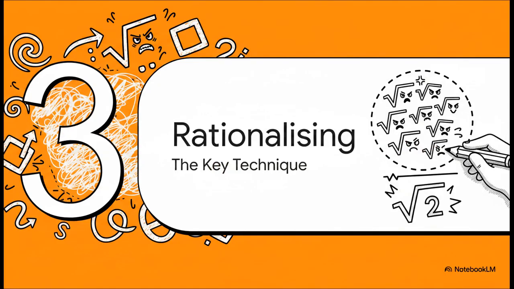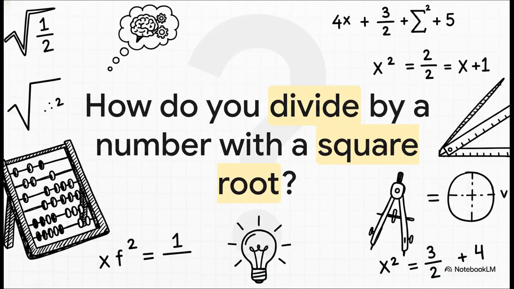Okay, now we've hit our first real roadblock. We've got our fraction all set up, but look at the bottom. There's a surd, that pesky square root of 2 sitting in the denominator. And in maths, that's a big no-no. We just can't leave it like that. So, what do we do? How on earth do you divide by something that has a square root in it?